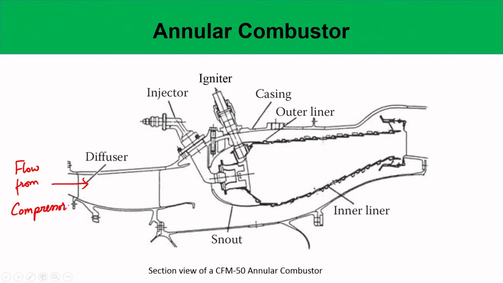The flow from the compressor enters and passes into this diffuser, where as you see the cross-section area increases. So this is bigger, and the flow essentially slows down as it passes through. Here the area is not exaggerated, but you see it's a full annulus, so the actual area increase is quite large compared to what is seen in this picture.